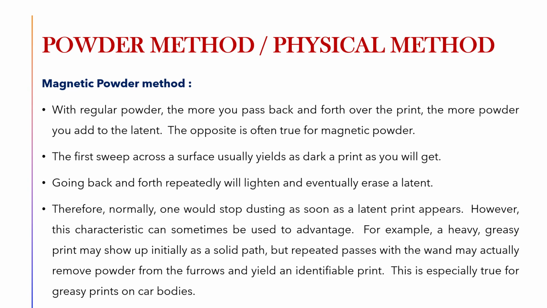However, these characteristics can sometimes be used to advantage. For example, a heavy greasy print may show up initially as a solid patch, but repeated passes with the wand may actually remove the powder from the furrows and yield an identifiable print. This is especially true for greasy prints on car bodies.